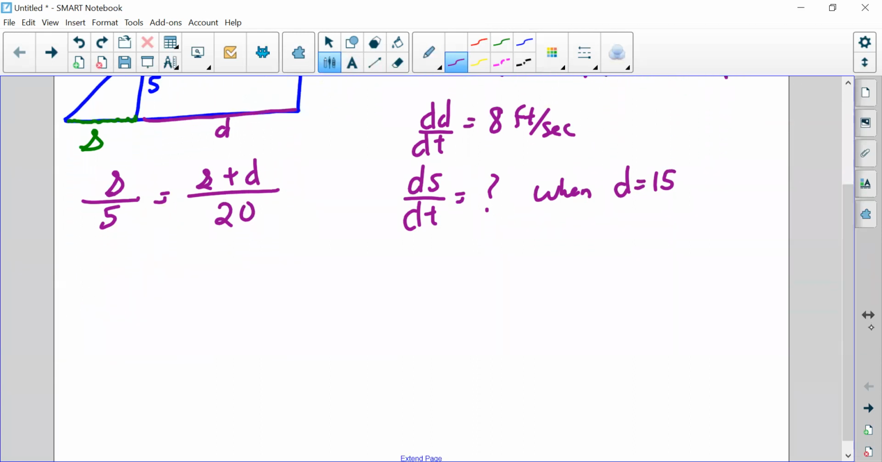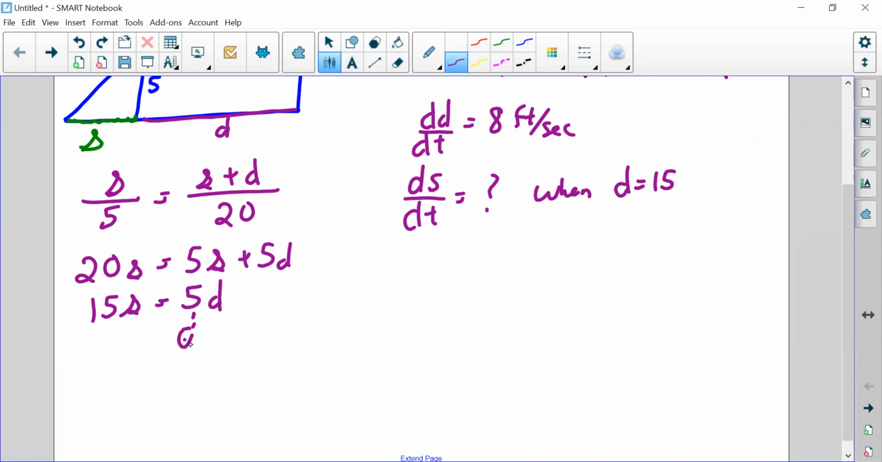Okay, so I need to simplify this down, so I can just do cross multiplying. So 20S is equal to 5S plus 5D. Combining some like terms, I get 15S is equal to 5D. We can go even farther and simplify that even more and get that D is equal to what? 3S.